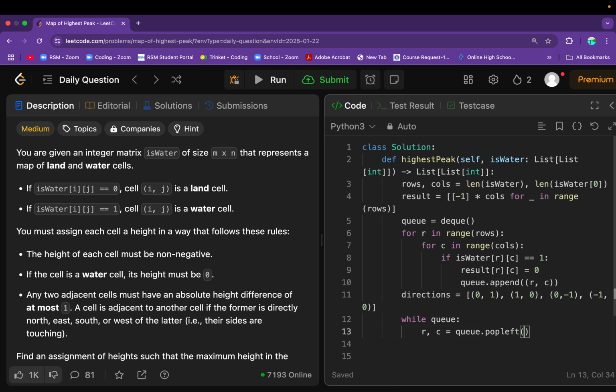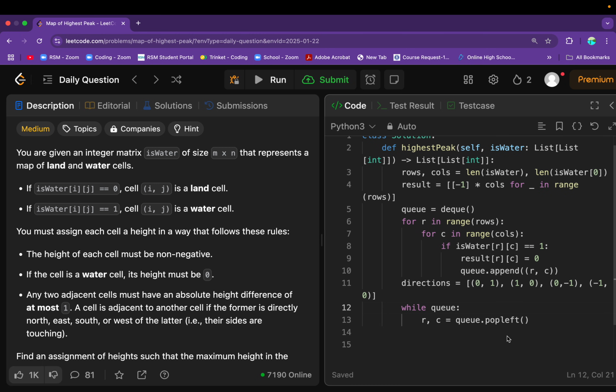So to kind of reiterate, we're simply continuing along this while loop here while there actually are cells in the queue to actually process. So while the queue is non-null, and we're removing and processing the first cell in the queue stored in the R and C cell indices, right? That's literally the current cell that we are working on in this iteration.